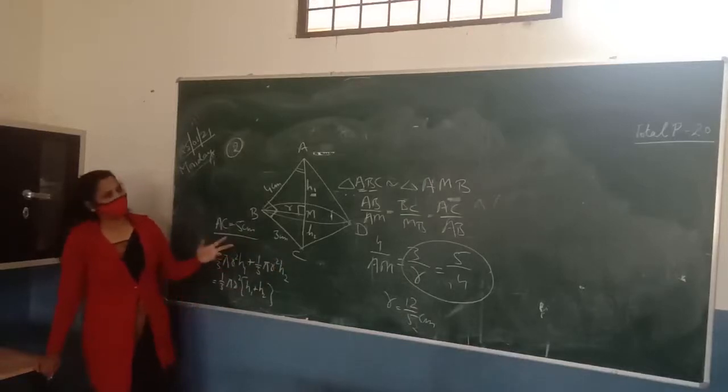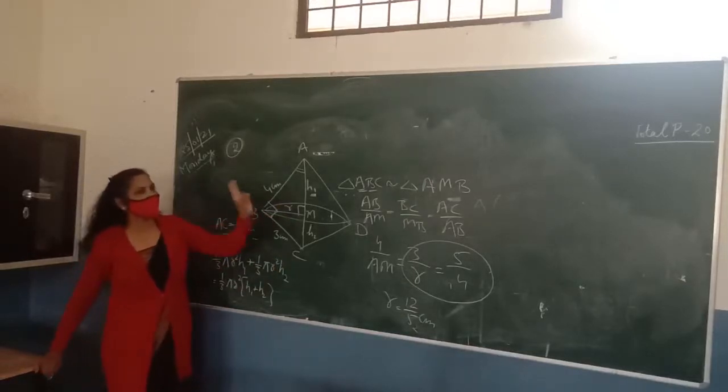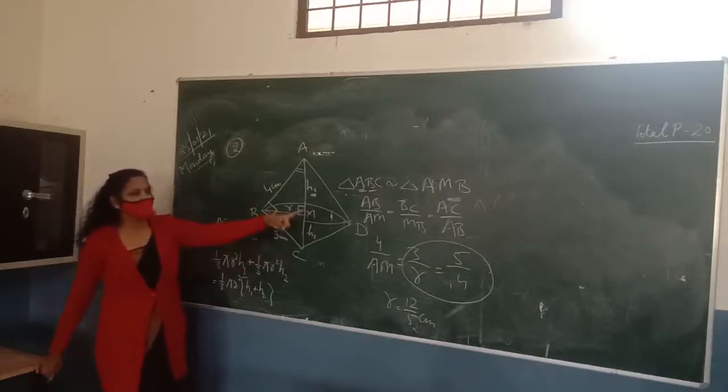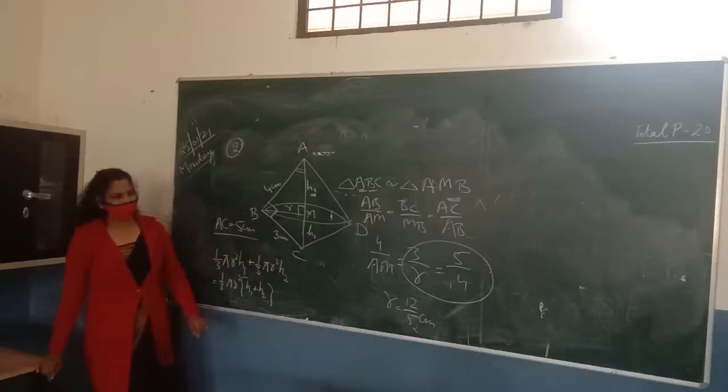The value of h1 and h2 is 5. And for finding the surface area, the surface area of this upper cone is pi r l. We know the l, we know the r. And for the lower one it is again pi r l. Clear?